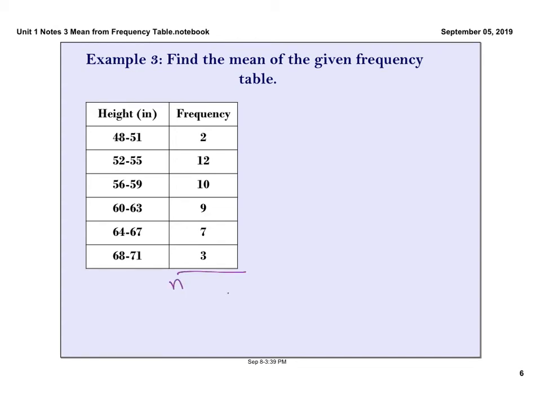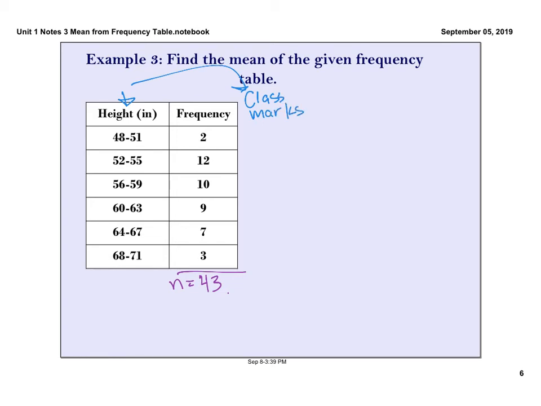So if I find my n here, I'm going to add up my frequency. 2 plus 12 plus 10 plus 9 plus 7 plus 3. I'm looking at 43 things. We can assume people, but we don't know. But 43 items, 43 pieces of data in our data set. All right, so now let's do class marks. So remember, those class marks come from the intervals, and we want the mid-range of each interval.